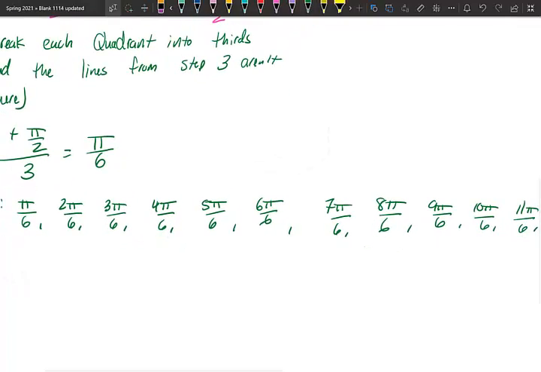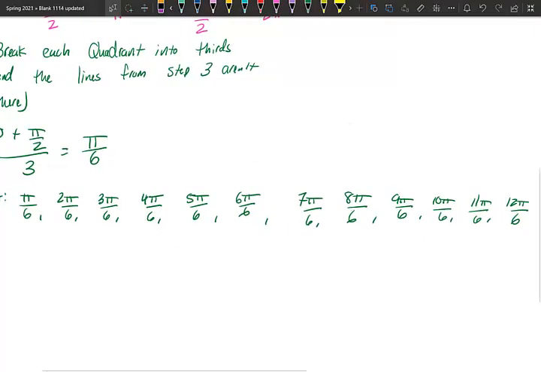So let's reduce everything that we have on this counting list. So 2 pi over 6, that's pi over 3. 3 pi over 6, that's pi over 2. 4 pi over 6, that's 2 pi over 3. 5 pi over 6 stays. 6 pi over 6 is just pi. 7 pi over 6 stays.